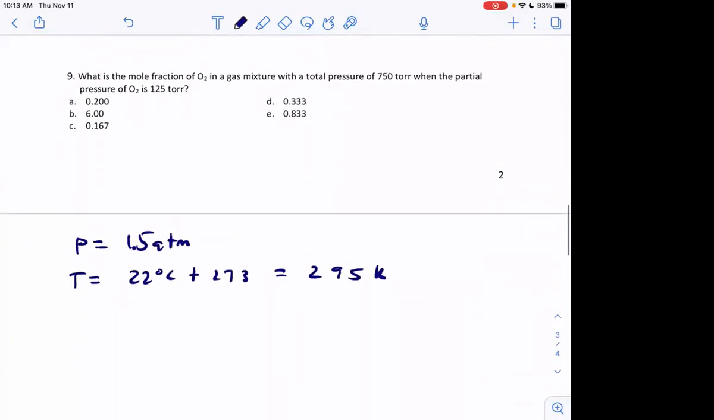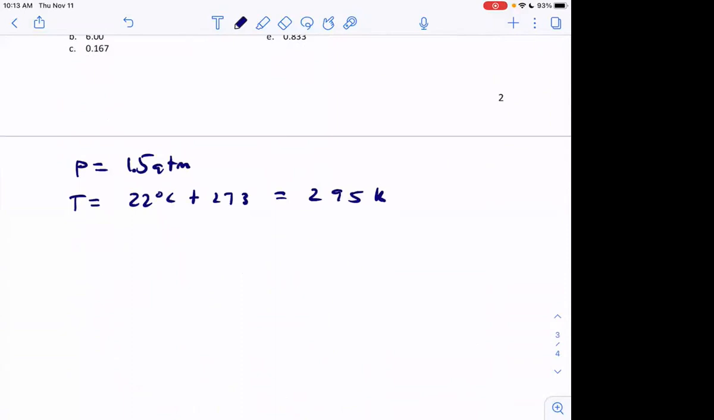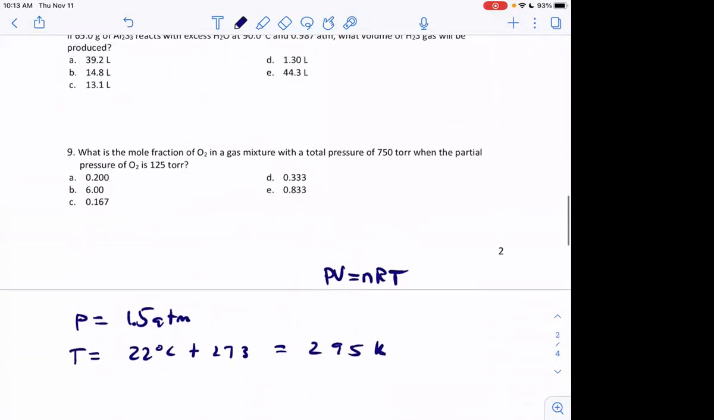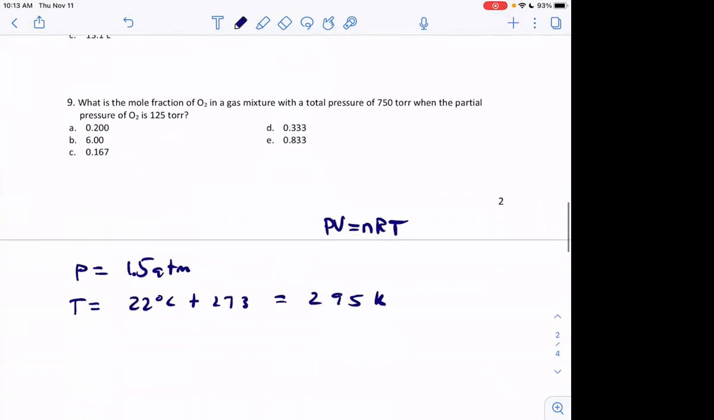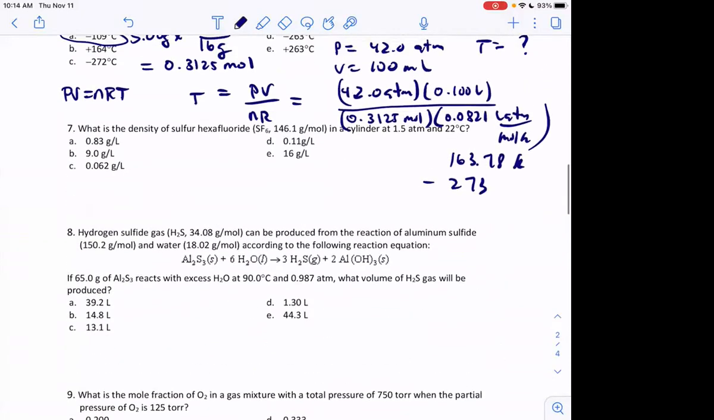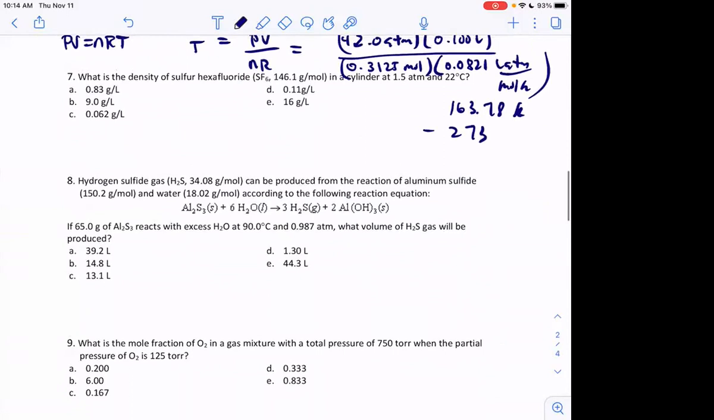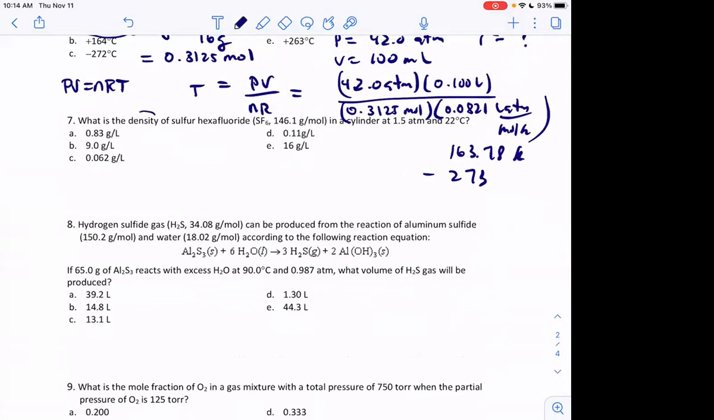What am I going to do? I don't have moles. How am I going to solve this? I seem to be missing something else. If PV equals nRT, all I've got is pressure and temperature. Seems like I need volume or moles or something, right? What am I going to do? It's asking for density. What do you want to do?